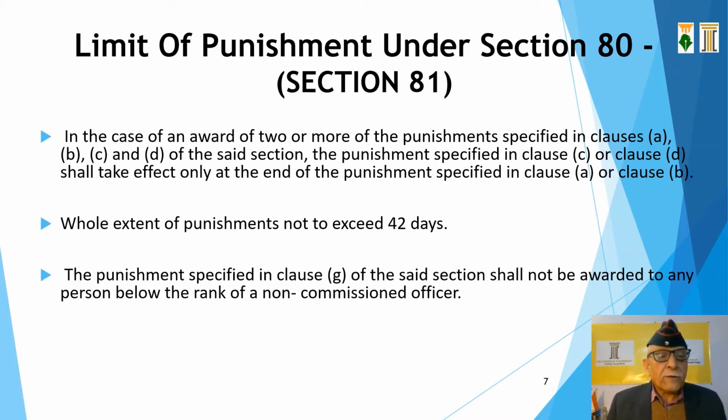And insofar as the punishment of reprimand or severe reprimand is concerned, this is not to be given to a person below NCO rank. That means, for example, a gunner or a sepoy cannot be awarded severe reprimand or reprimand, which is only meant for the NCOs.